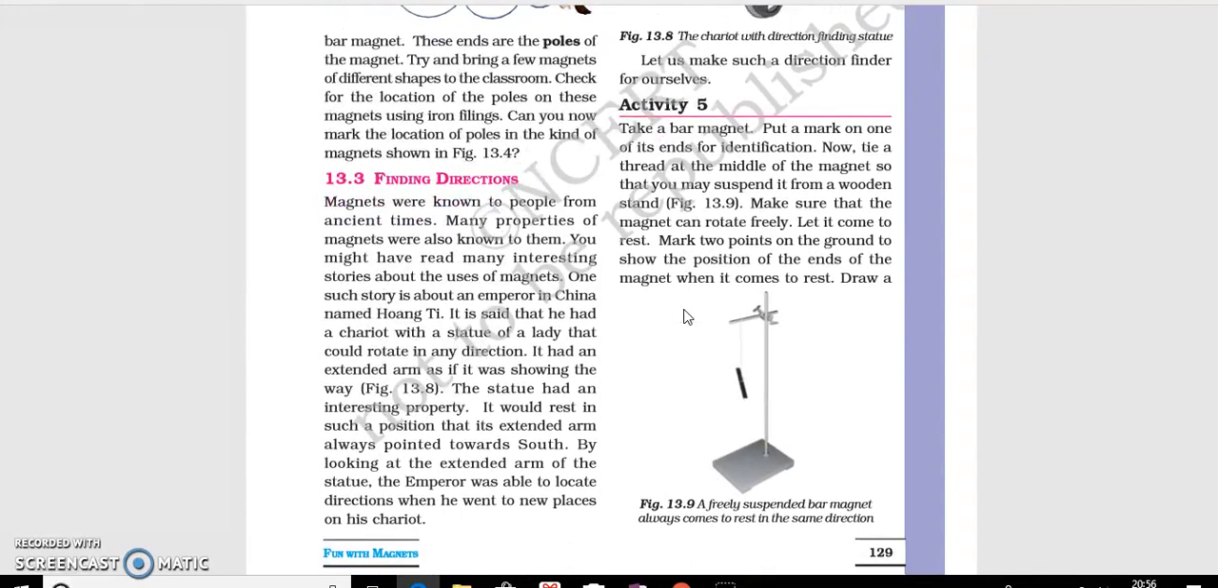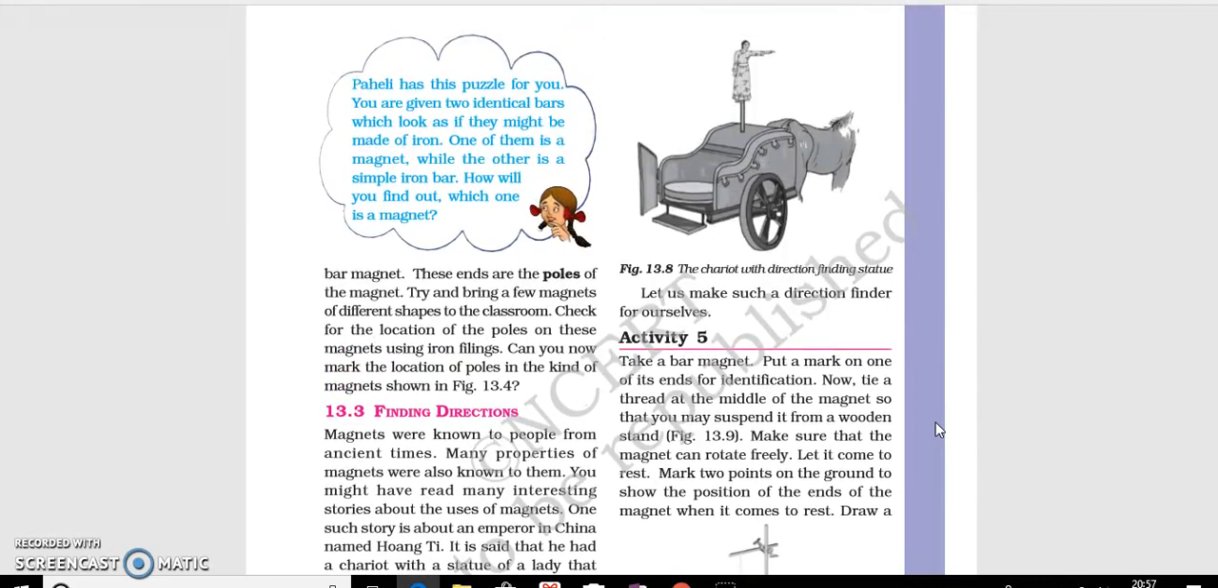Now finding directions. Magnets were known to people from ancient times. Many properties of magnets were also known to them. So we see that there is a chariot with a statue of a lady that can rotate in any direction. It had an extended arm as if it was showing the way. The statue had an interesting property. It would always rest in such a position that its extended arm always pointed towards south. So that is the reason which made it easier for people to find directions.